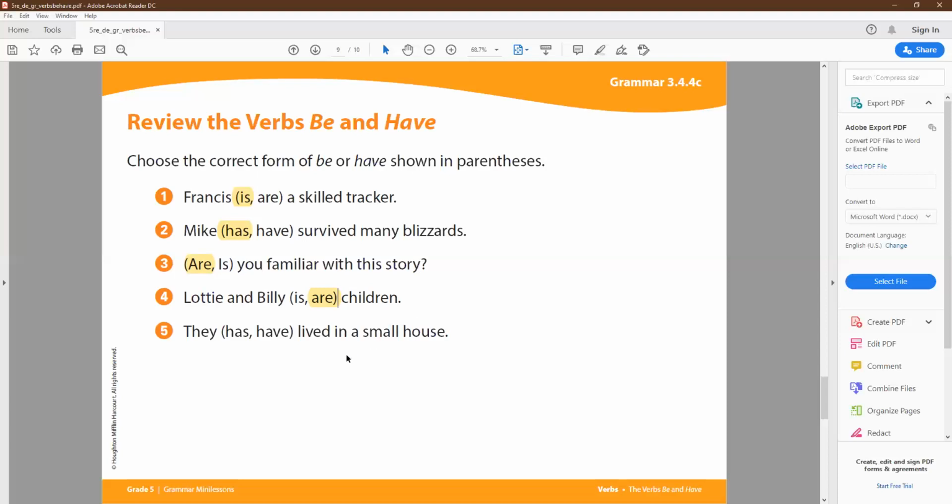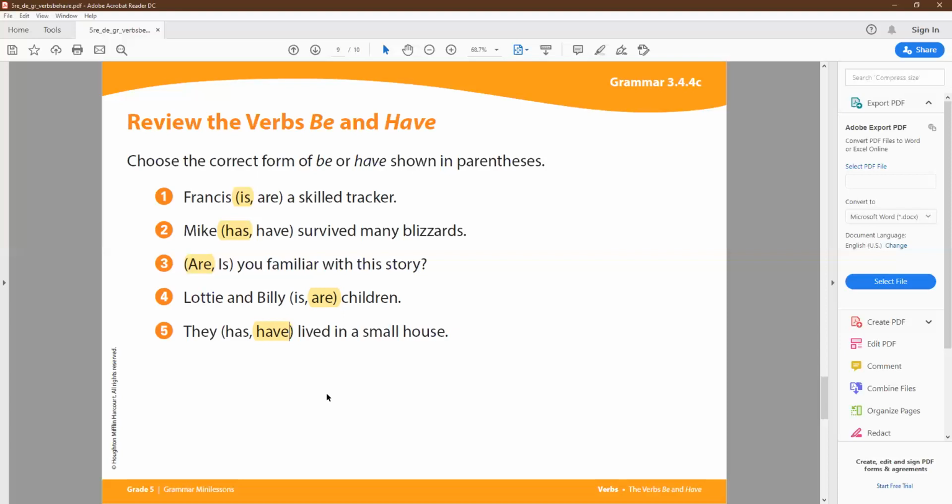And number 5, they, obviously we know already, they is going to be plural. So since our subject is plural, our verb also needs to be plural. So they has lived in a small town, or they have lived in a small town. We know that since our subject, they, is plural, our verb needs to be plural, and have is going to be the plural form of have there. So they have lived in a small house.